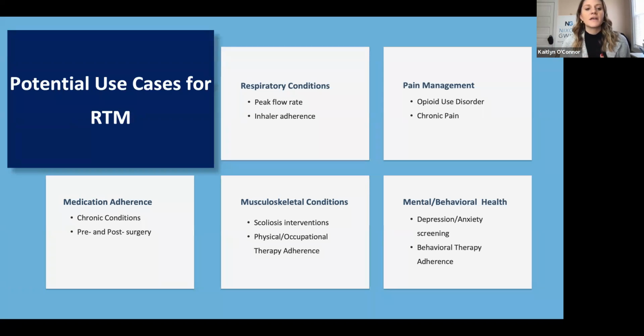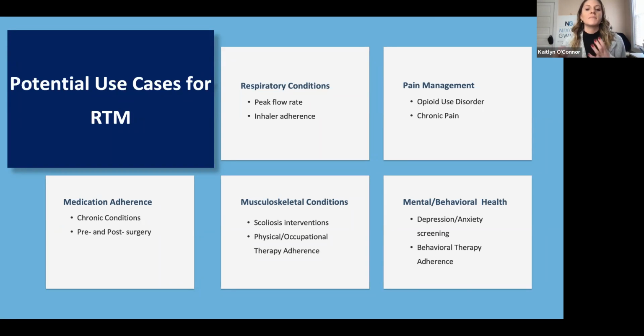Finally, we have things like medication adherence, where you can use connected pill dispensers to measure chronic conditions or other pre and post-surgery medication adherence for things that patients may need to be taking as they recover or prepare for a procedure that they're going to undergo. Separate from adherence and respiratory conditions, there are other use cases in the more physical realm that you may not be thinking about.